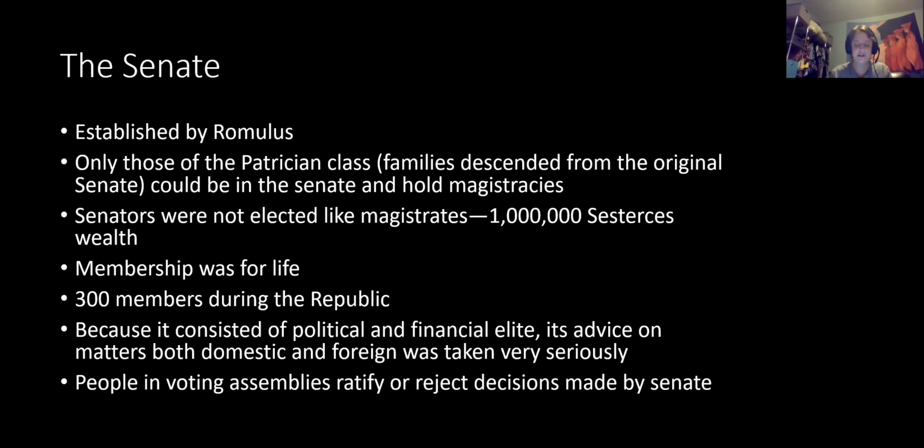As an advisory council, the Senate did not make laws. Each enactment it wanted had to be voted on by the people. But thinking back to voting assemblies, which favored the wealthy, this just turned into the wealthy senators proposing things that the wealthy citizens would want and vote for.